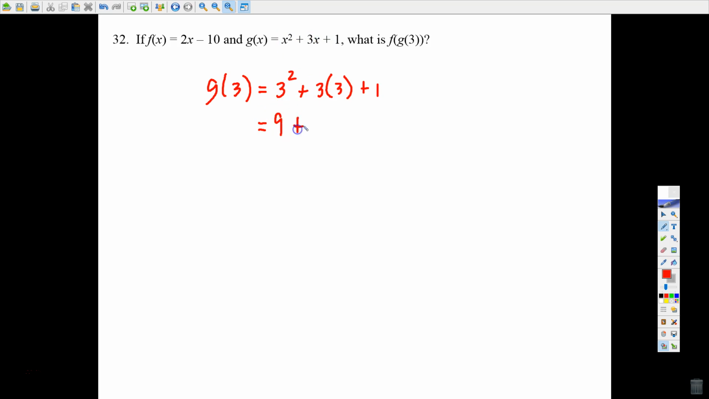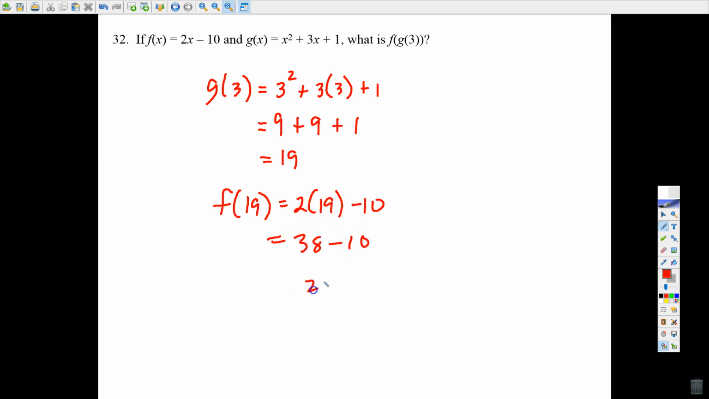3 squared is 9, plus 9, plus 1. 18 plus 1 is 19. The phrase I like to use is: the output from the inside becomes the input for the outside. Okay, did you catch that? The output from the inside becomes the input for the outside. So 19 is going to become the input for the f function. And we multiply before we subtract, so 38 minus 10. My final answer here is 28.